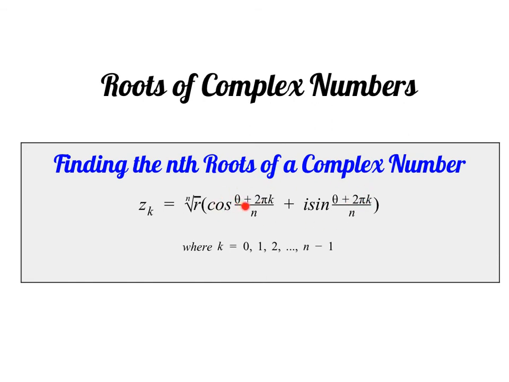We say the cosine of theta plus 2 pi k, which we'll talk about in a second, over n, which would be 6 if it's the 6th root, plus i sine theta plus 2 pi k over n. So this k value represents the integers that you're going to plug in to find your different answers. Notice that you're going to start at 0 and plug in the next whole numbers up until 1 before your n value. For example, if you're finding the 6th root, you'll plug in 0, 1, 2, 3, 4, 5. You stop at 1 before your root.